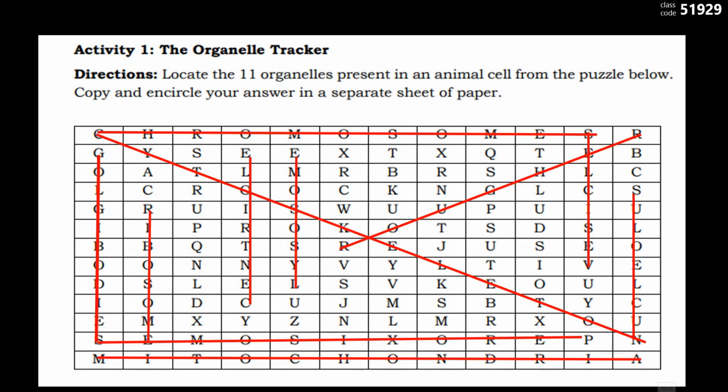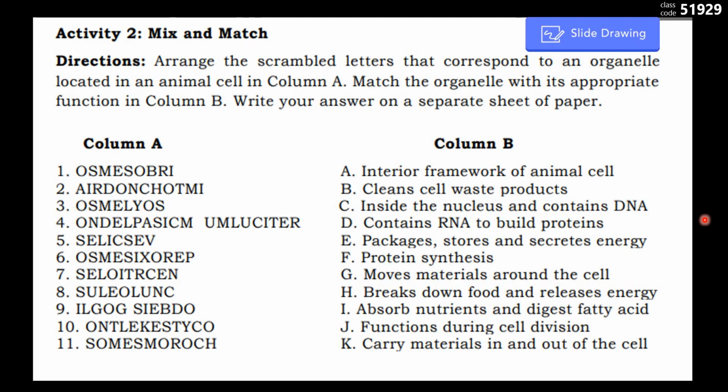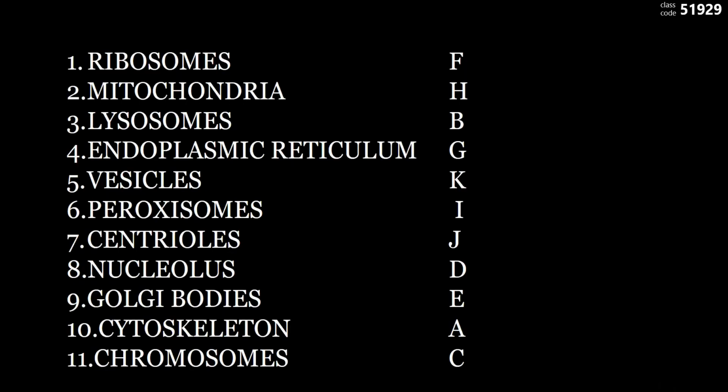for this activity. And activity 2, mix and match. So you're given a scrambled word or words in column A, and column B is the function of it. Okay, I'm going to give you time. So the time starts now. Okay, time is up. So let's reveal.